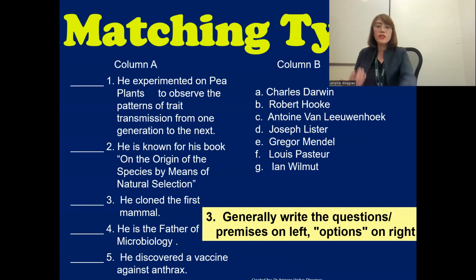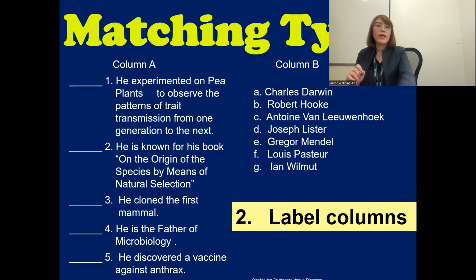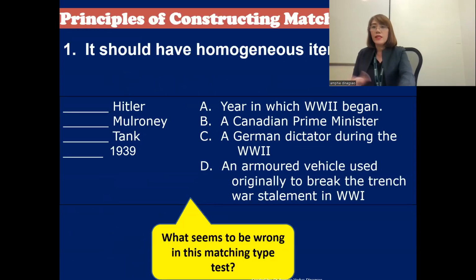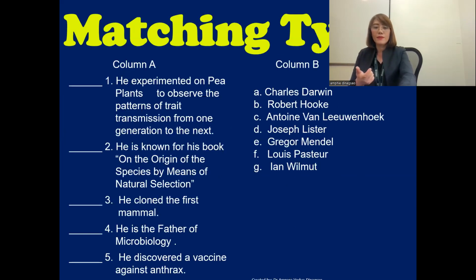So that's another guideline. Number 3, generally write the questions or premises on the left and the options on the right. You notice that our first example is even a violation of the third guideline, in which column A was not properly placed in the column, okay?